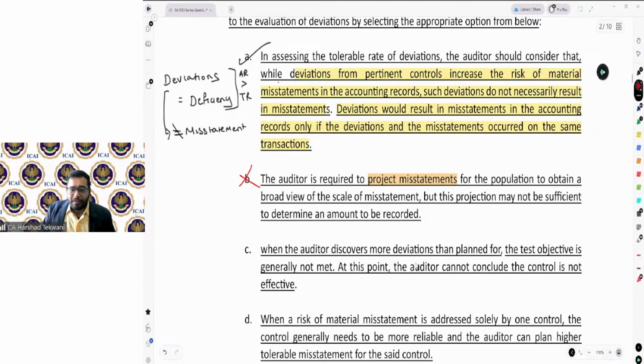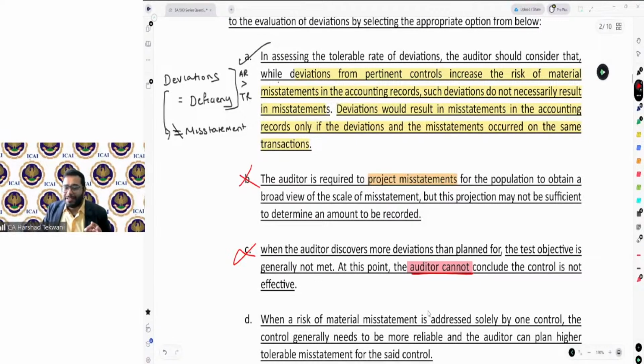Third, when the auditor discovers more deviation than the planned for, the test objective is generally not met. That is true. At that point, the auditor cannot conclude the control is not effective. Sorry, I can conclude. If I have higher deviations than the planned one, I can conclude the control is not effective. The auditor cannot is incorrect. The auditor can conclude the control is not effective. Hence, this is incorrect.